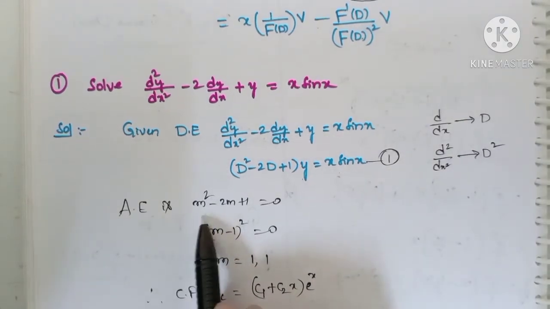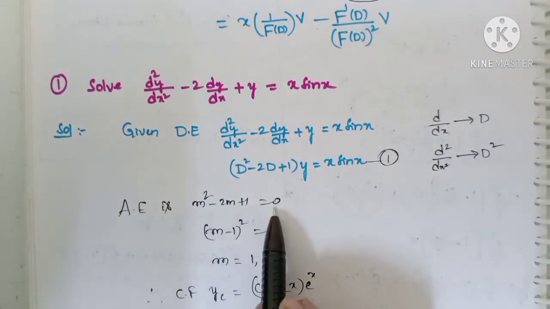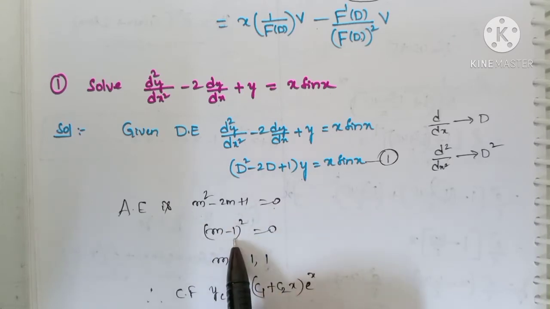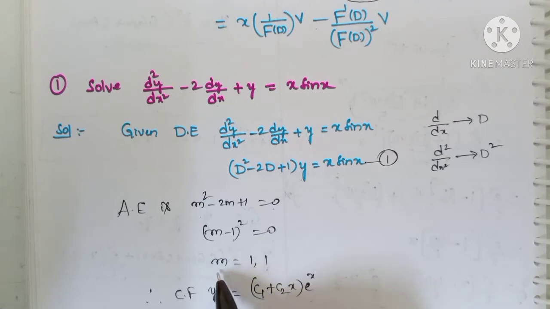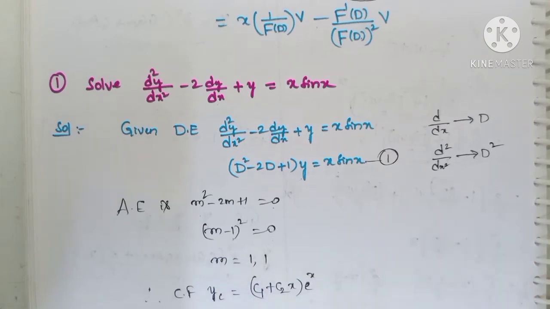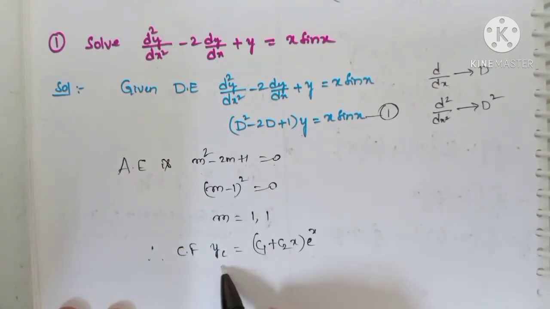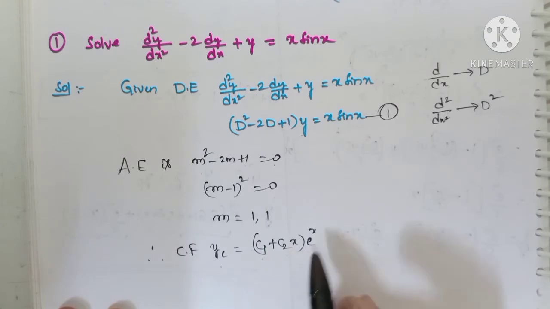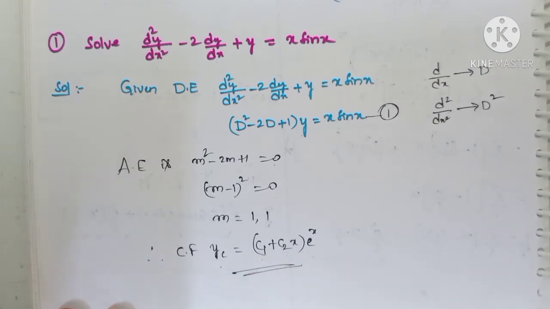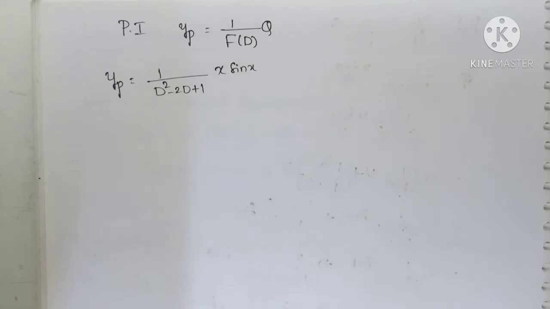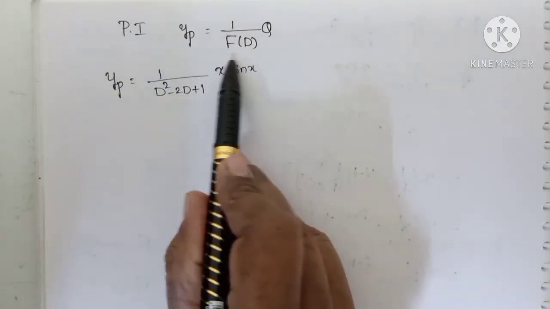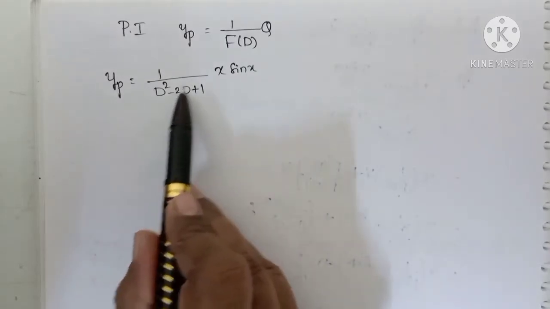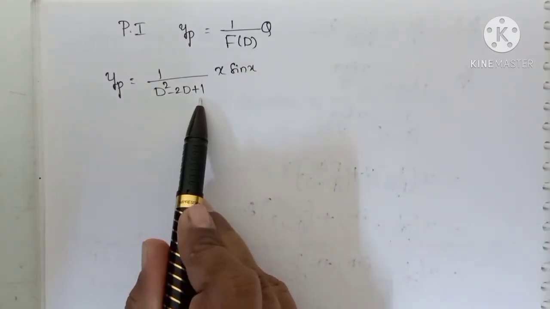Auxiliary equation is m square minus 2m plus 1 equal to 0. This is (a minus b) whole square, that is (m minus 1) whole square equal to 0. Therefore, we got two equal roots, m is equal to 1, 1. Complementary function yc equal to (c1 plus c2 x) into e power x. This is the complementary function. Now we find a particular integral. Yp is equal to 1 by f of D into Q. In this problem, f of D is D square minus 2D plus 1.